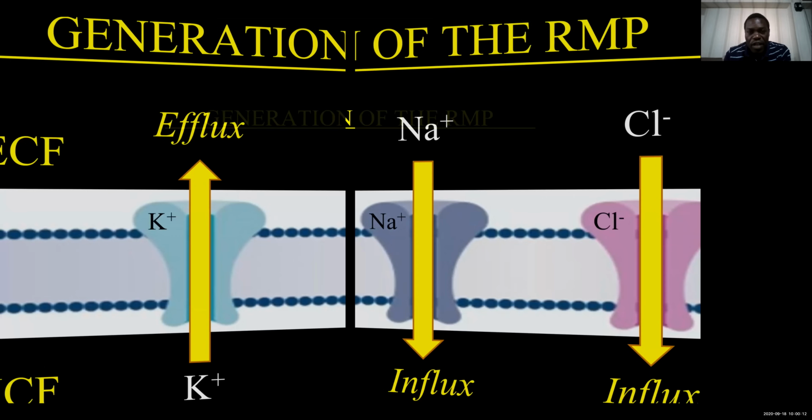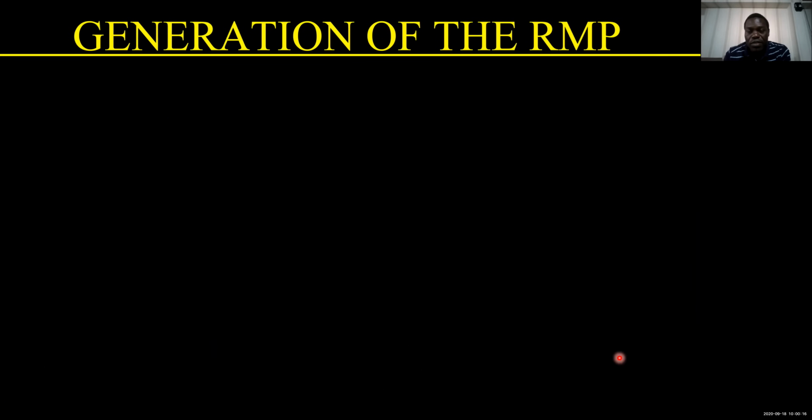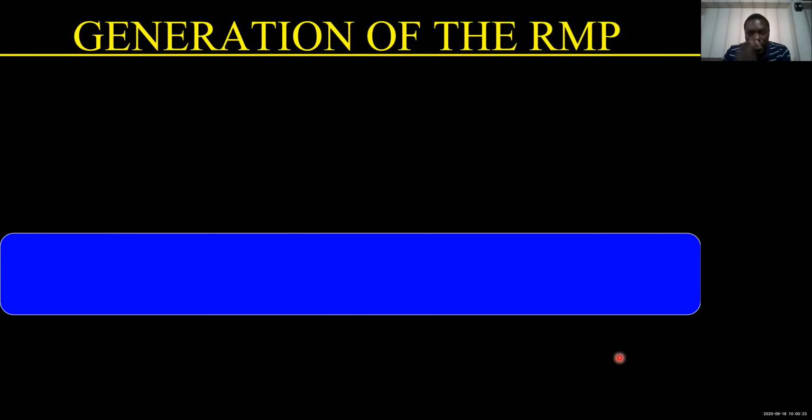Now, having agreed that those ions move in the directions that we have seen, we want to see the impact of those movements in terms of the charges on the cell membrane. We want to see the impact of the efflux of potassium, the influx of sodium and chloride on the charges on the cell membrane. I hope you remember also that potassium is a cation, sodium is a cation, chloride is an anion.